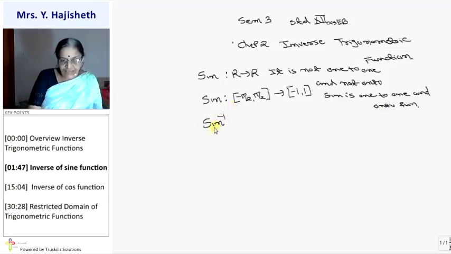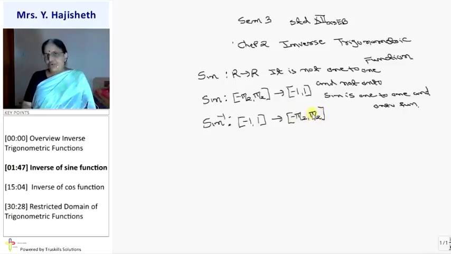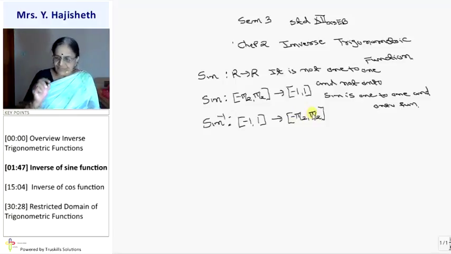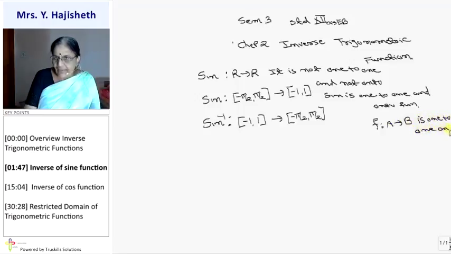Sine inverse, it is read as sine inverse. It is a function from the closed interval minus 1 to 1 to the closed interval minus pi by 2, pi by 2. You know, if f is a function from A to B, then f inverse is a function from B to A. So domain is going to become codomain and codomain is going to become domain in the inverse. See, you have learned in your 11th science, and in 12th science chapter number 1, if f from A to B is 1 to 1 and onto, then its inverse f inverse exists and it is a function from B to A.